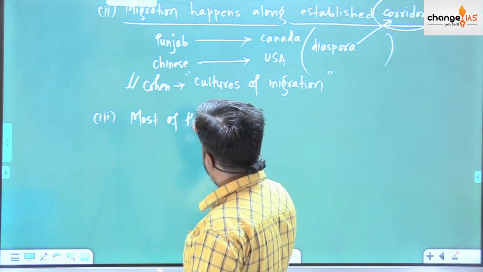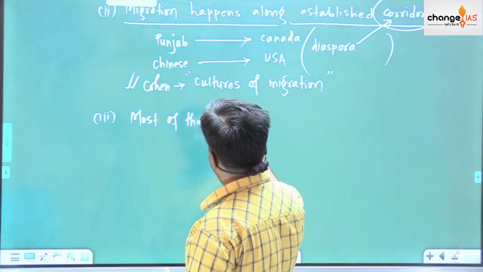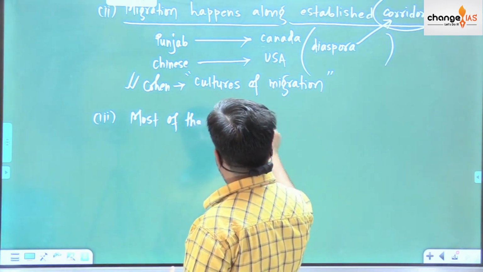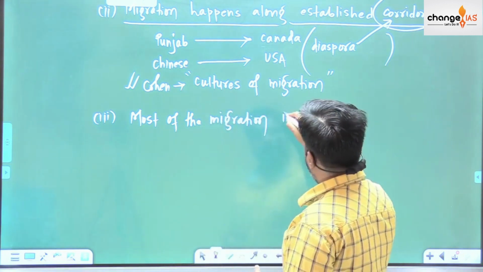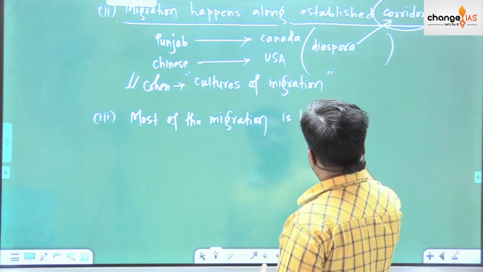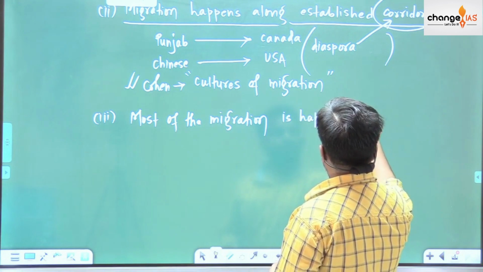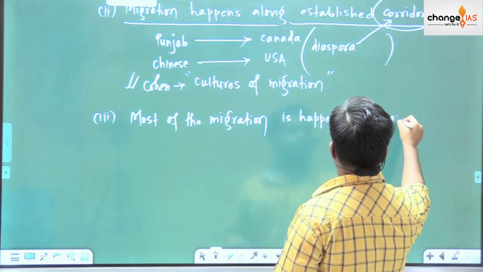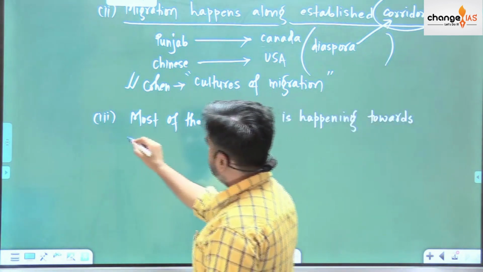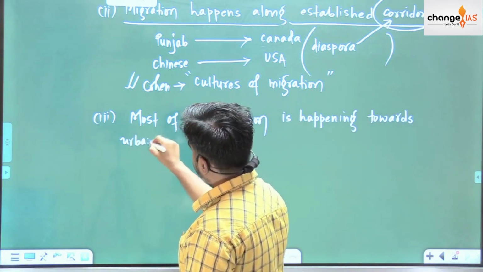Most of the migration is happening towards urban centers.